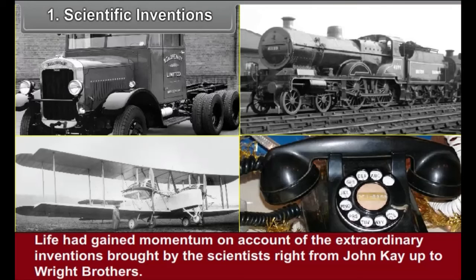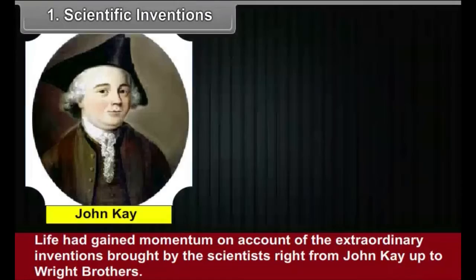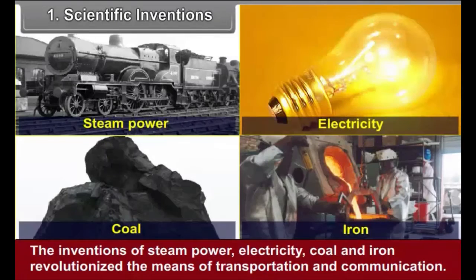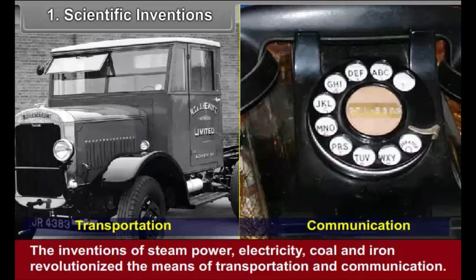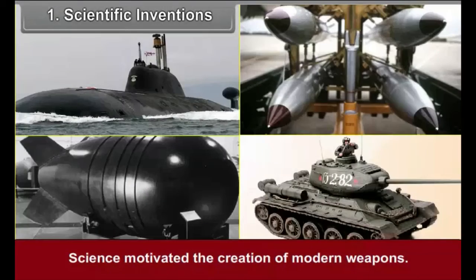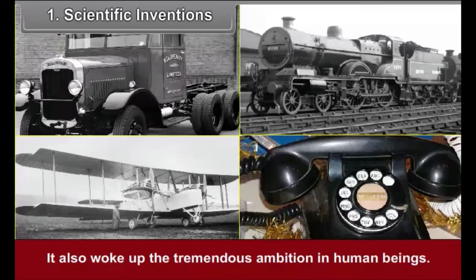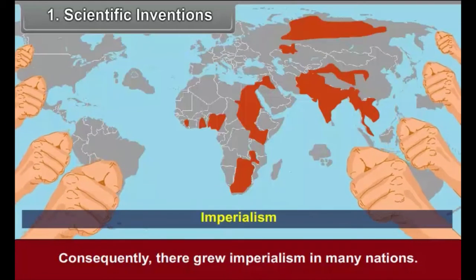First, scientific inventions. Life had gained momentum on account of the extraordinary inventions brought by the scientists, right from John Kay up to the Wright brothers. The inventions of steam power, electricity, coal and iron revolutionized the means of transportation and communication. Science motivated the creation of modern weapons. It also woke up a tremendous ambition in human beings. Consequently, there grew imperialism in many nations.